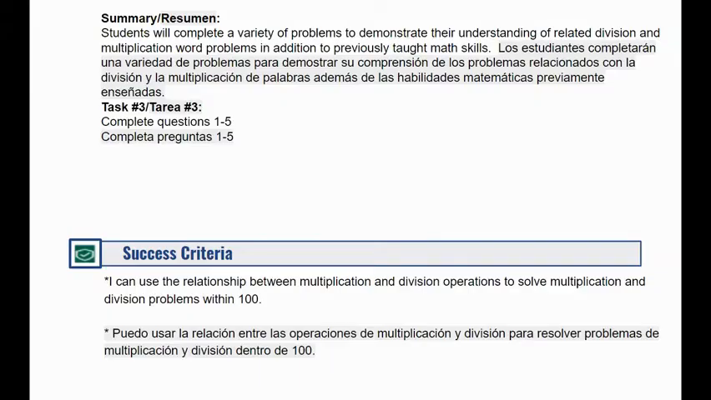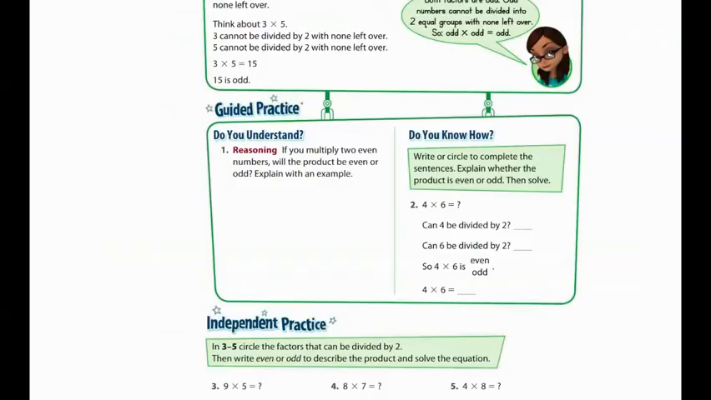For Task 3, students will complete a variety of problems to demonstrate their understanding of related division and multiplication word problems. To be successful, students will use the relationship between multiplication and division operations to solve these problems. Students are to complete questions 1 to 5. At the top of this page is another example if you need extra support with solving.